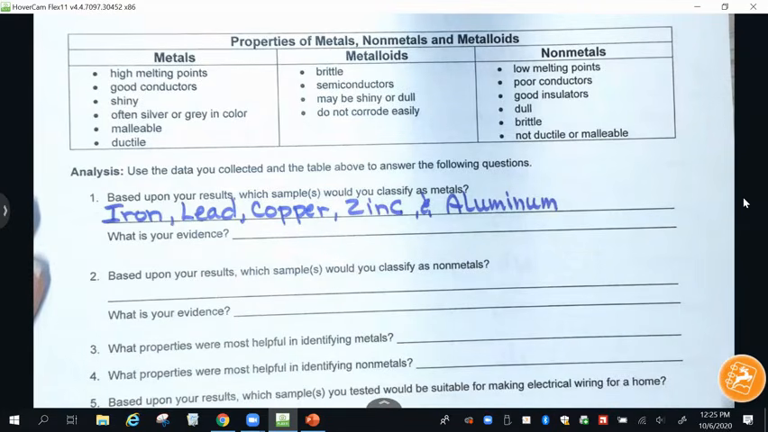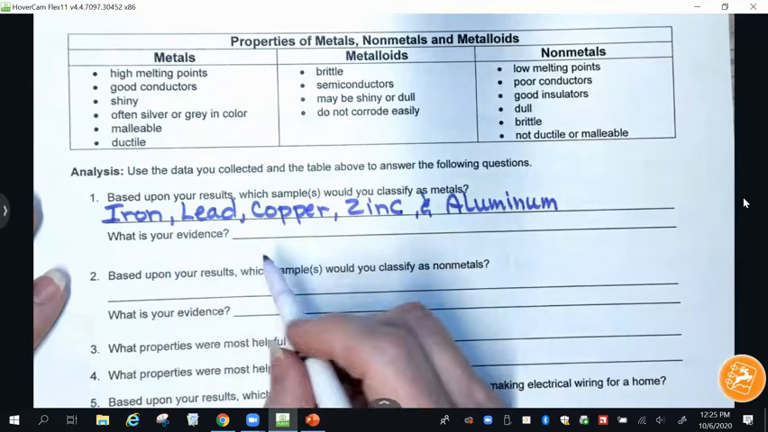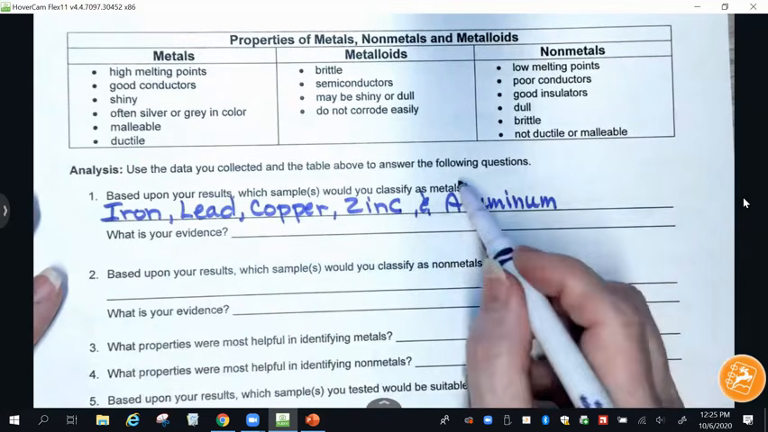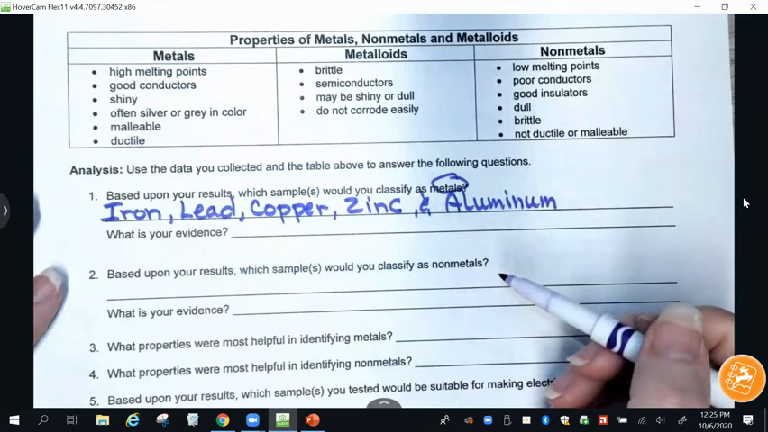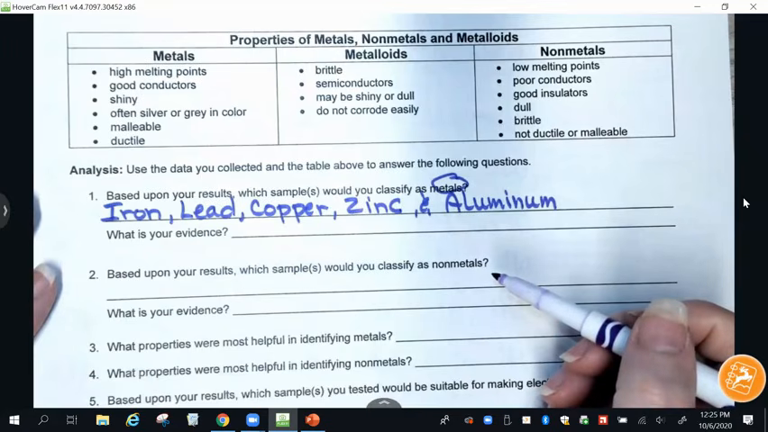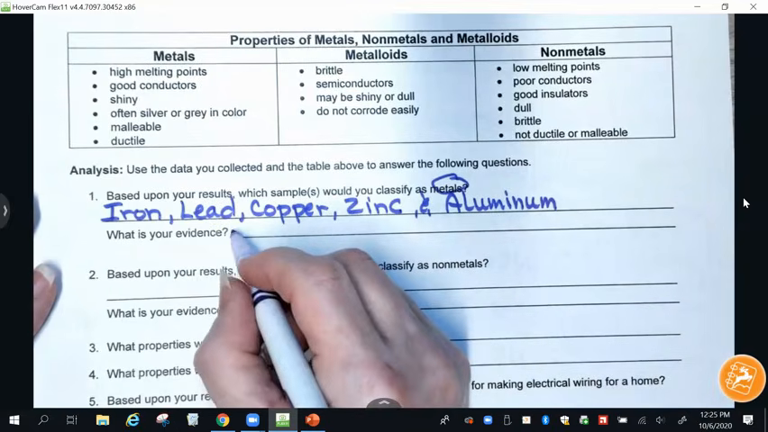Let me guess what we're gonna put on the next thing. And then what is your evidence? So what did we look at to help prove that these were our metals? What did we look at? The properties. Okay, but which particular properties helped us prove it? Conductivity.